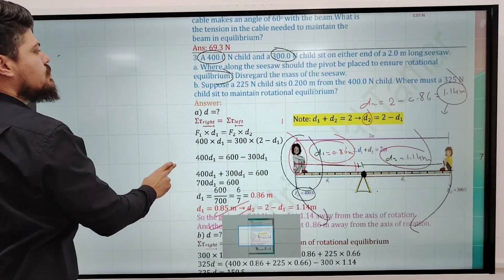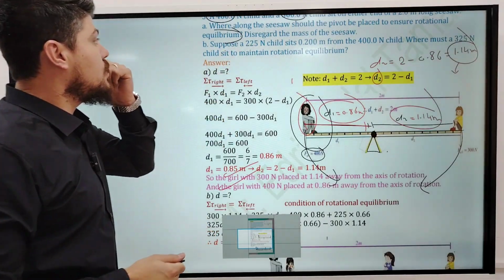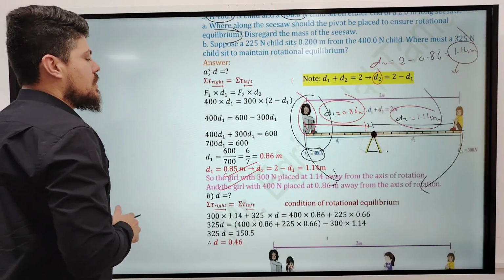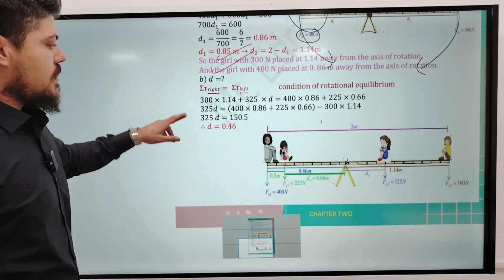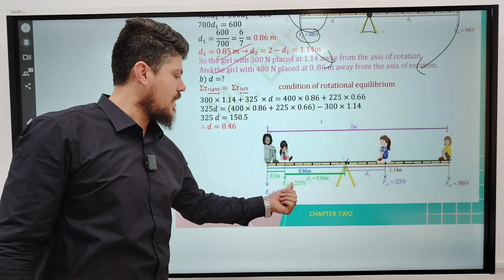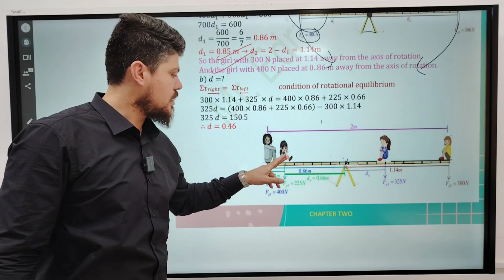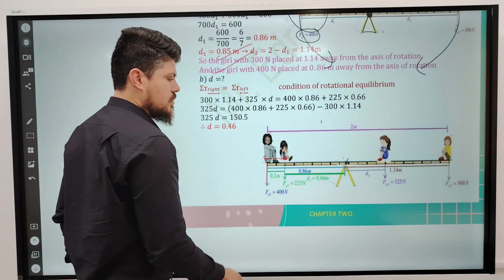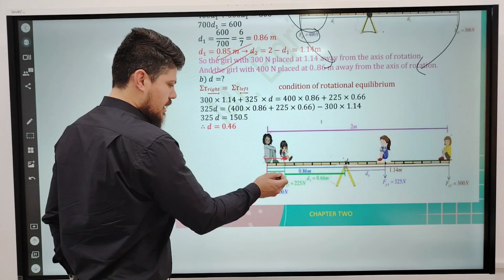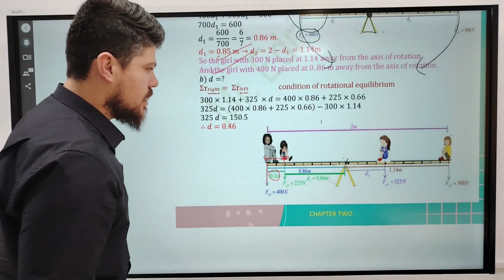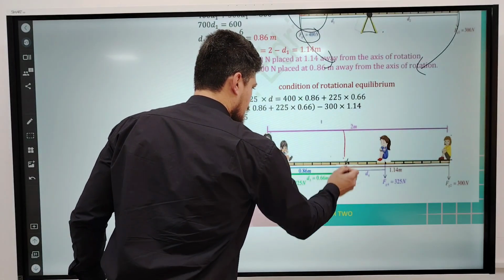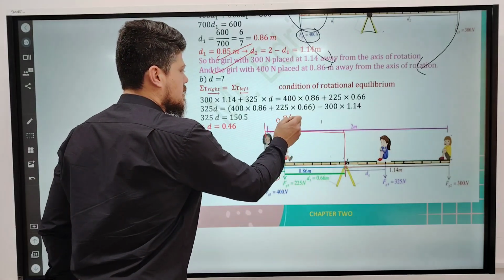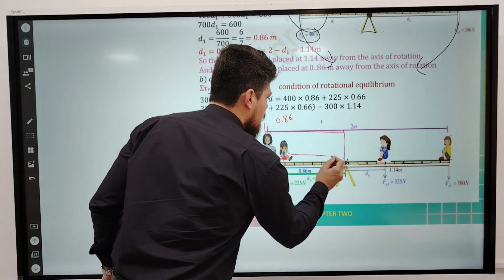Okay. In branch B, suppose a 225 Newton child sits 0.2 meter from the 400 Newton child. Be careful. The question says a child of weight 225 Newton placed near 0.2 meter from what? 0.2 meter from the child with the 400 Newton. What is the distance between these two children? 0.2 meter. So you know that the distance from the axis of rotation, the balancing point, to the child with the 400 Newton is 0.86. What about the distance from the third child?